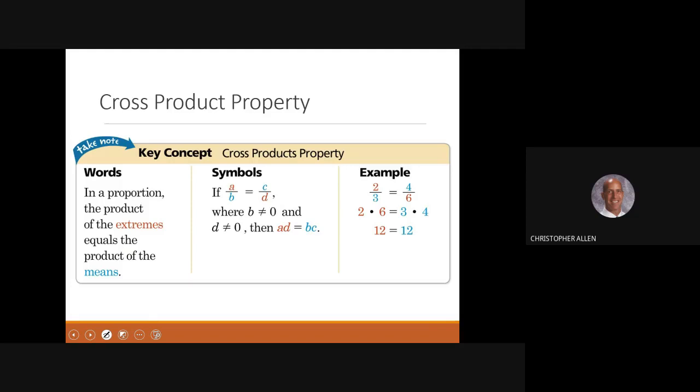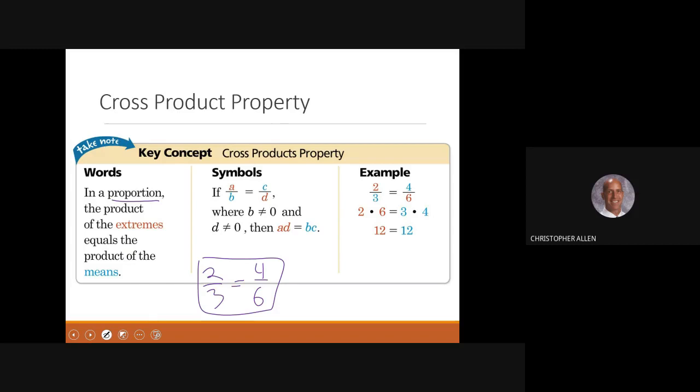Okay. All right, so here's the part that you guys are probably already very comfortable with, at least I'm hoping that you were very comfortable with. And this is something called the cross product property. The cross product property says that in a proportion, in fact, let me just talk about what a proportion is. Let me give you an example of a proportion. 2 is to 3 as 4 is to 6. This is a proportion. And all a proportion is, it is a statement of equality between two ratios.